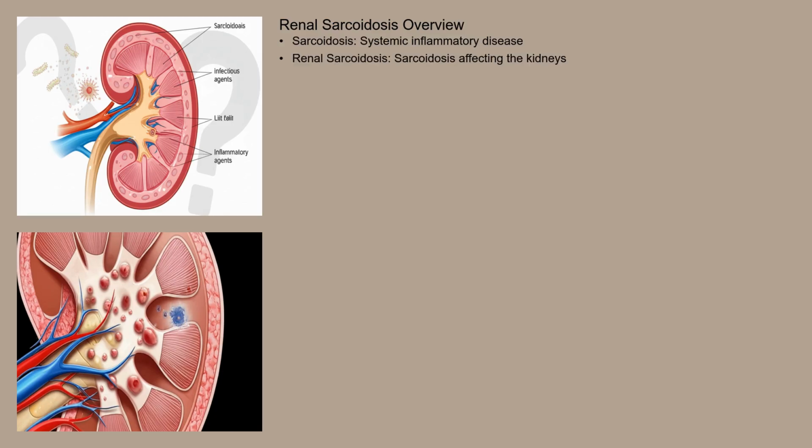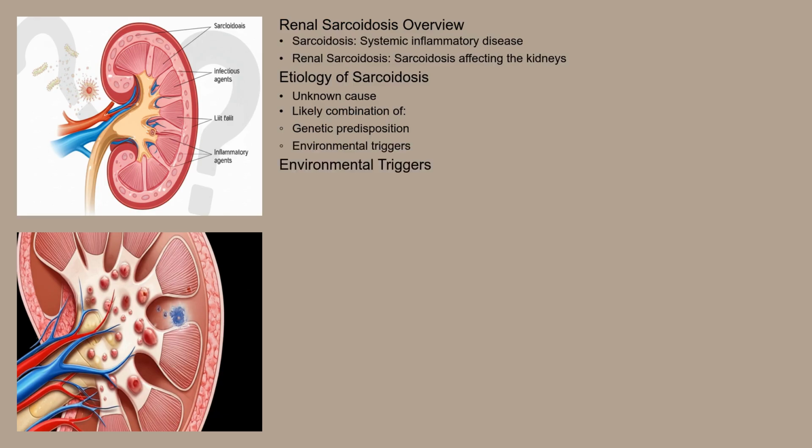While the exact cause of sarcoidosis itself remains unknown, it's believed to involve a combination of genetic predisposition and environmental triggers. These triggers might include infectious agents or other substances that initiate an abnormal immune response in susceptible individuals, leading to the formation of granulomas.